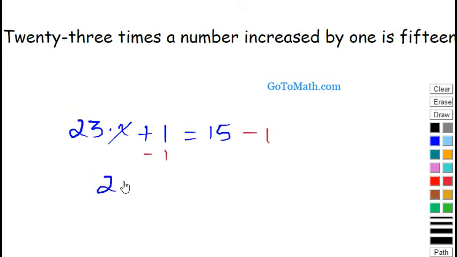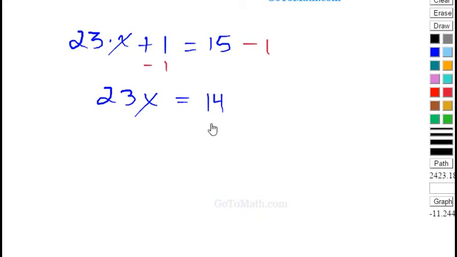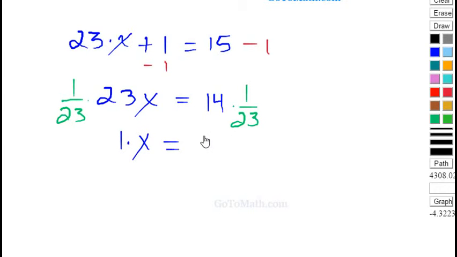And so then we have 23x. And of course, plus 1 minus 1 is 0. 15 minus 1 is 14. I think I can do that. And then, of course, the next thing we'll have to do is multiply through by the reciprocal of 23. And that's going to be 1 over 23 to both sides. And so this guy cancels out. Right, we're left with a 1 here. Of course, I'm writing it there anyway.